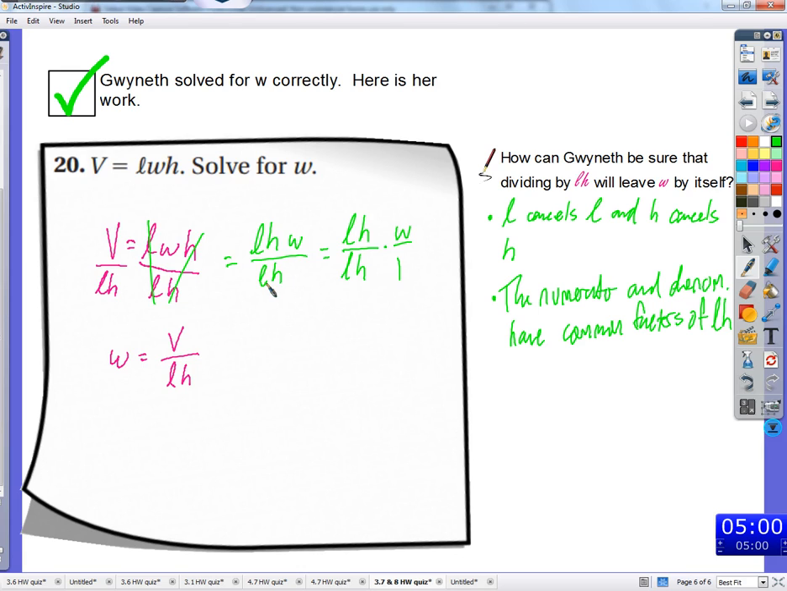Now, it's only truly when we can write it like this that we can do that canceling out thing, right? In a numerator or denominator. If you're not able to write it this way, then you're not able to cancel it out. But here we have now LH divided by LH. What's a number divided by itself?